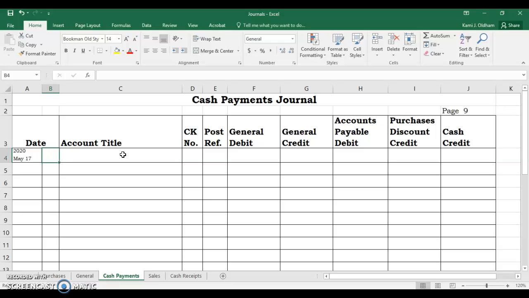So on May 17th, I'm going to be debiting my notes payable because I'm paying it off. This is check number 255 for $2,000. And I am going to be having my interest expense of $30. And I have a cash credit of $2,030.